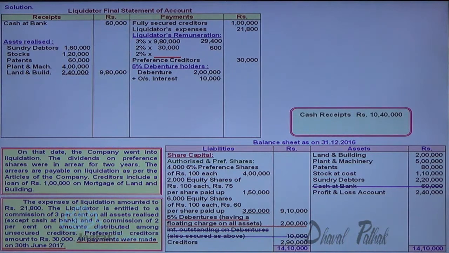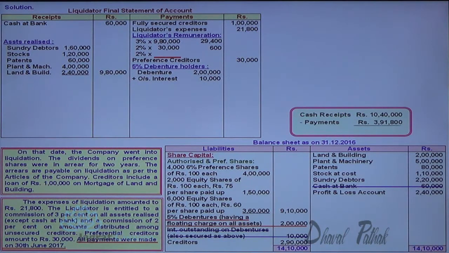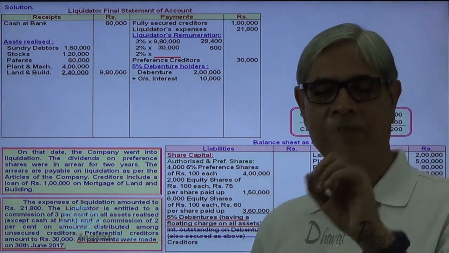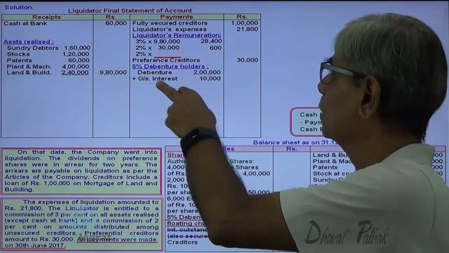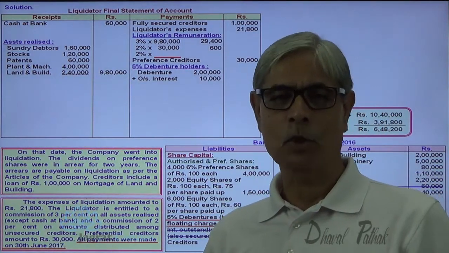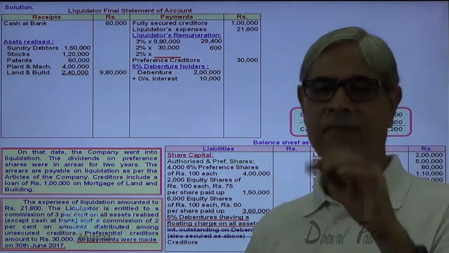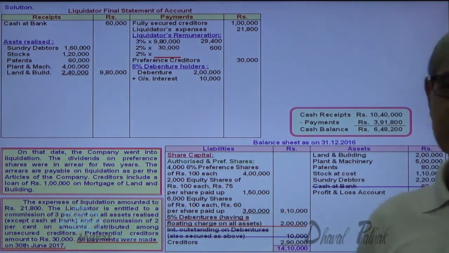This is the cash receipts. So far this much payments are made. So 3,91,800. Cash balance available 6,84,000. Unsecured creditors are 2,90,000. Out of that 1 lakh are fully secured. They are already paid. 30,000 preferential creditors are also paid. So 1,30,000 is already paid. So 2,90,000 minus 1,30,000 remaining amount is to be paid. And we have got sufficient cash balance to pay these unsecured creditors.